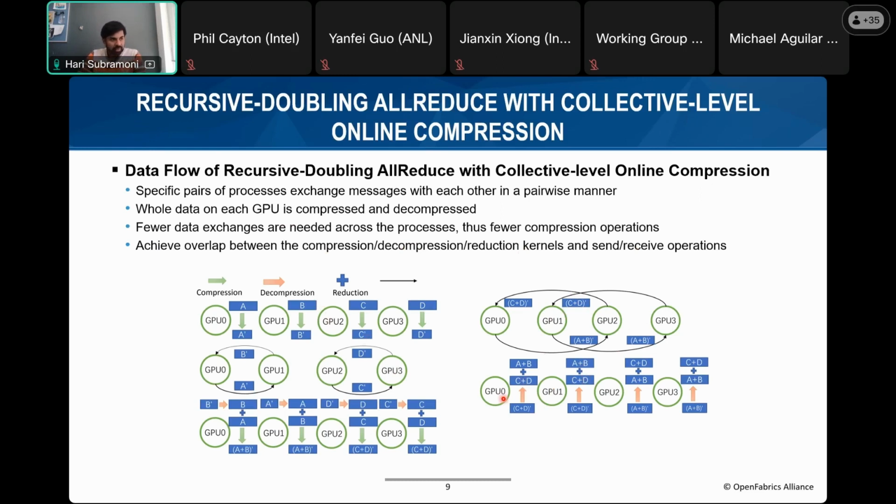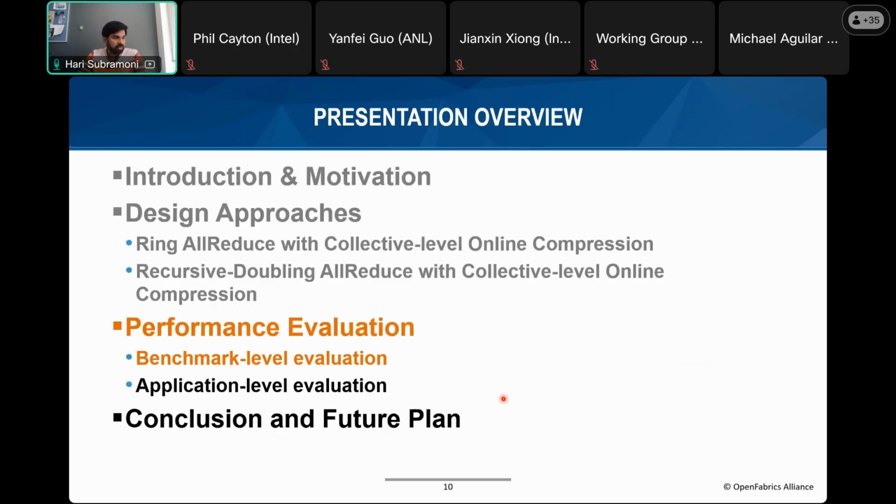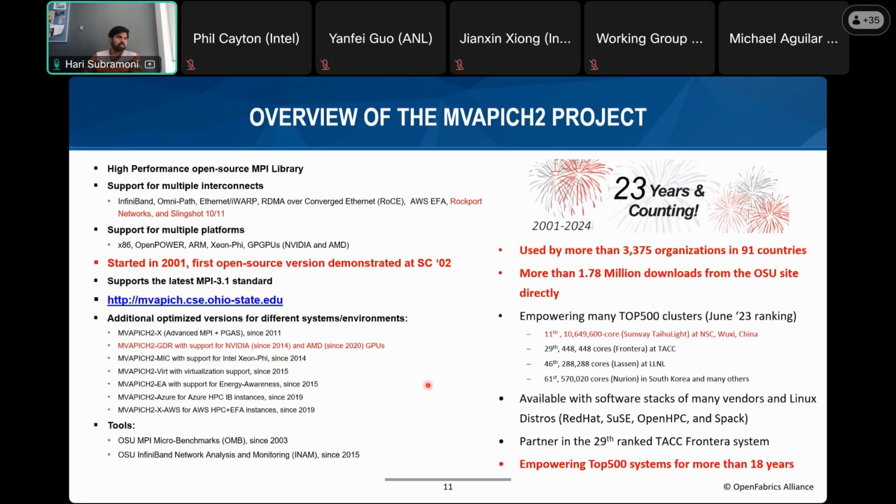Now, let's look at the performance evaluation. So we did two levels of evaluation, at the benchmark level and at the application level. And all of this was done in the context of the MVAPICH2 MPI library, which is being used by a lot of organizations. I'm sure all of you are familiar with that.